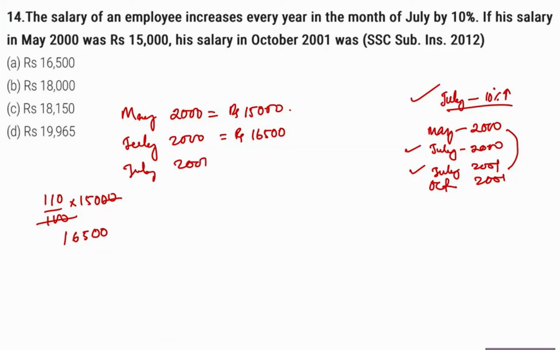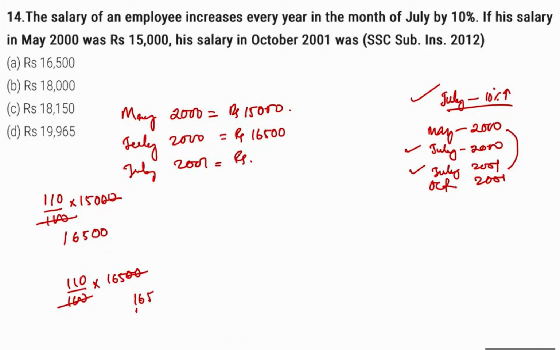July 2001: the salary increases again by 10%, so 110 by 100 into 16,500.